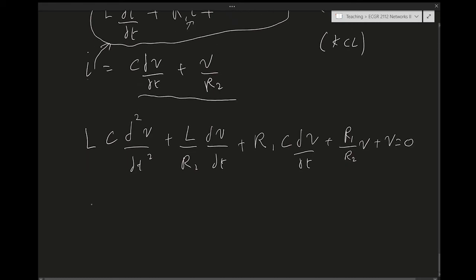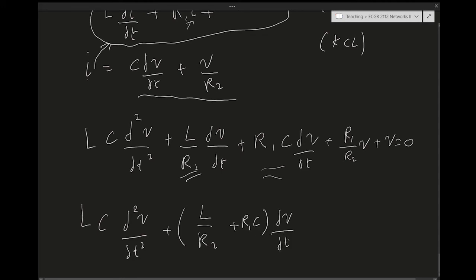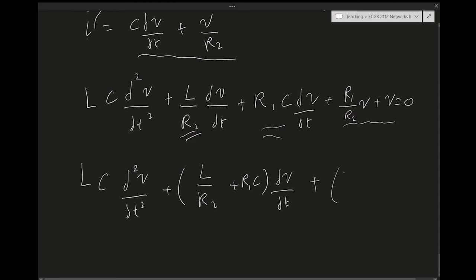I collect all the terms, so I end up with LC d squared V over dt squared plus, I separate the terms from dV by dt. I end up with L over R2 plus R1C dV over dt, and then those are the terms with V, so this becomes R1 over R2 plus 1 V equals 0. I could write this as R2 over R2, so I end up with R1 plus R2 over R2.